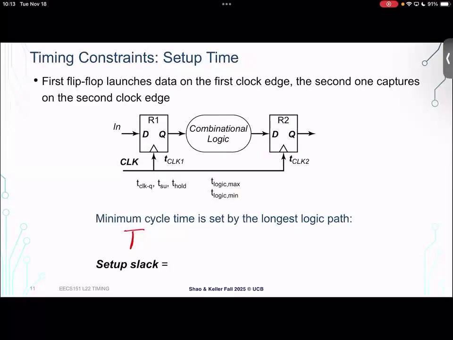And so the setup time constraint is that the cycle time must be greater than or equal to, let's follow the progression of the signal as it goes through from the first clock edge to the second. Well, the clock edge fires, and then sometime later, the output will come out of that first flop, out of Q. And we just define that time as T clock to Q, right? Then the signal propagates through the logic.